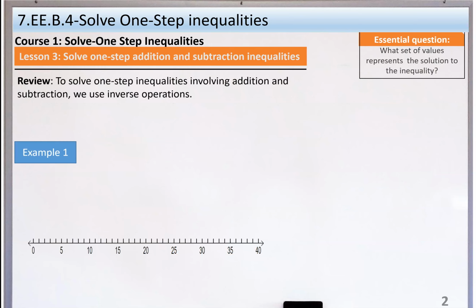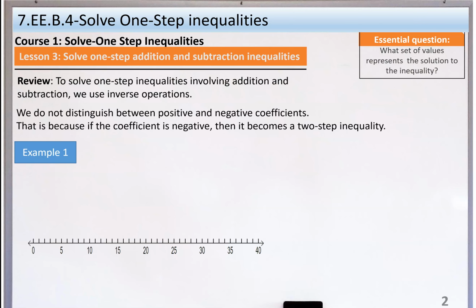Okay, so to solve a one-step inequality involving addition and subtraction, we use inverse operations. We do not distinguish between positive and negative coefficients, and the reason for that will become obvious when we do two-step inequalities, but I'll just mention it a little bit here. So an example is some number c minus 5 is greater than or equal to 15, or at least 15.